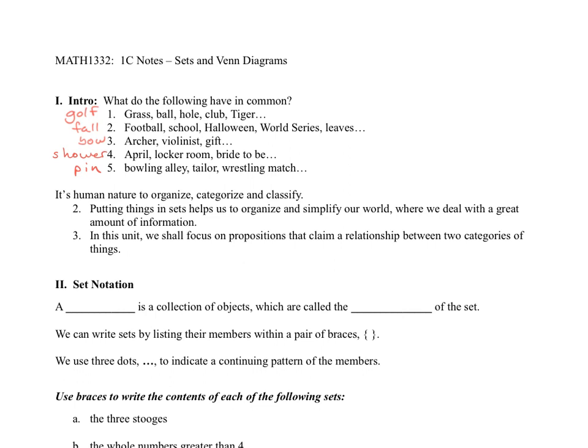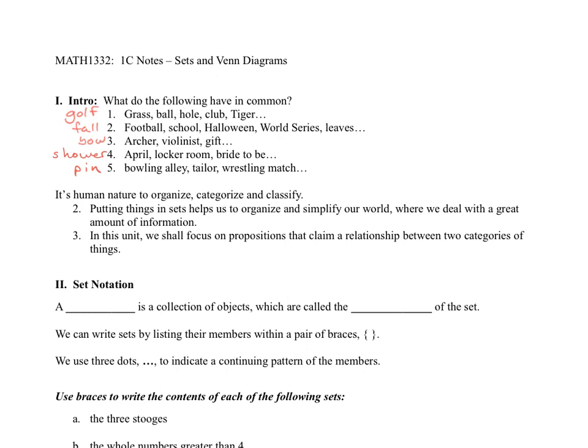So why do we do this? Because it's human nature to organize and categorize and classify things. Putting things in sets helps us organize and simplify our world, where we deal with a great amount of information. In this unit, we'll focus on propositions that claim a relationship between two categories of things.